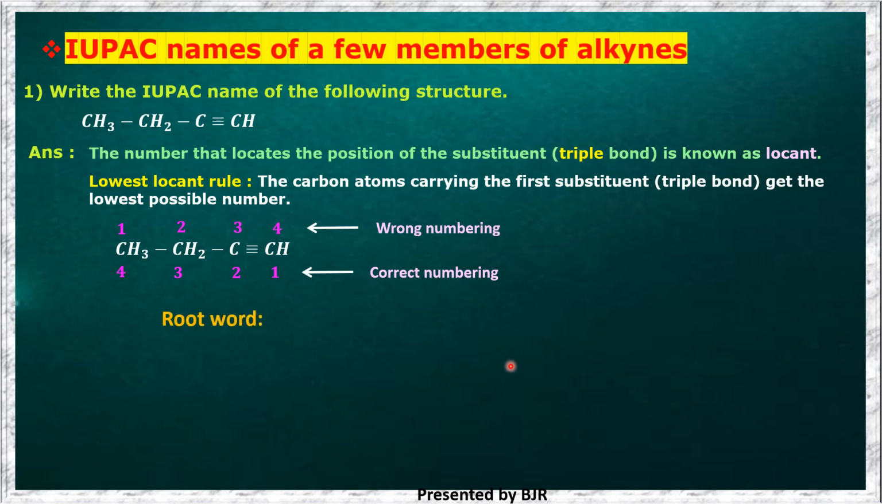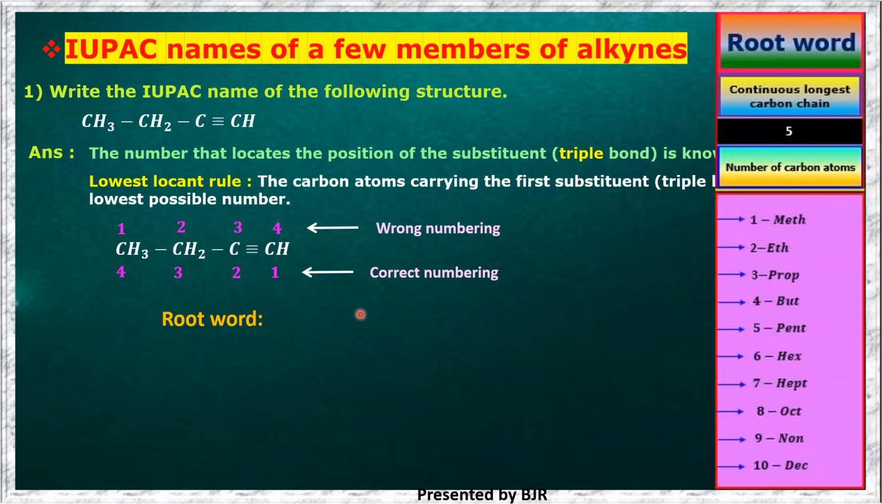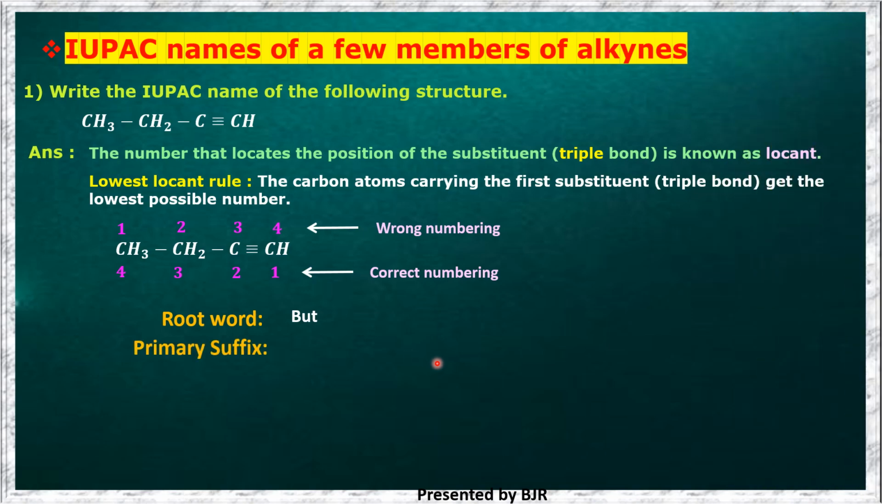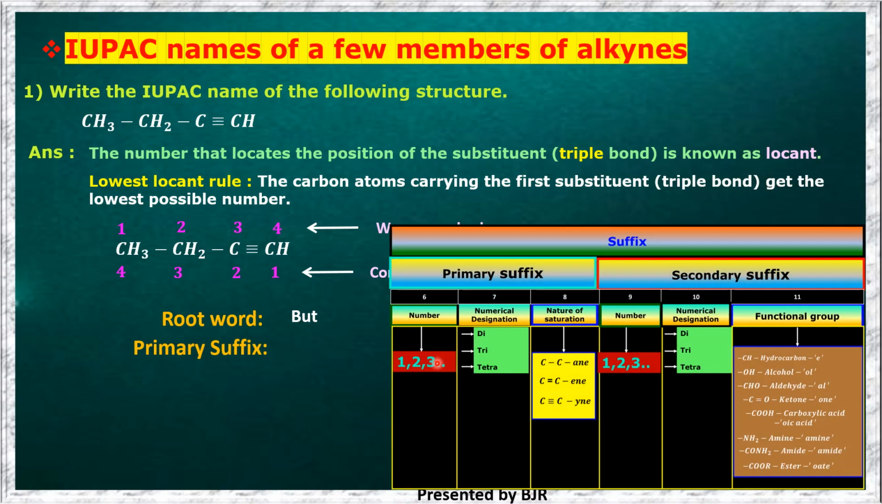Okay. Now, what is the root word? How many carbon atoms are there in this chain? There are 4 carbon atoms. That means the root word is but. Next, primary suffix. In primary suffixes, depending upon the nature of saturation, the primary suffix is defined. Here a carbon-carbon triple bond is there in our carbon chain. So it is yne, yne.